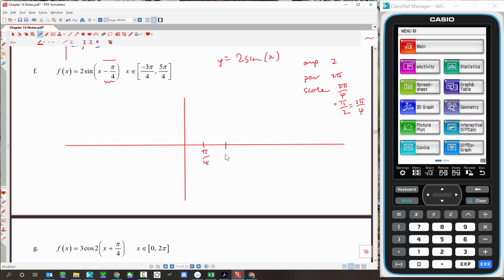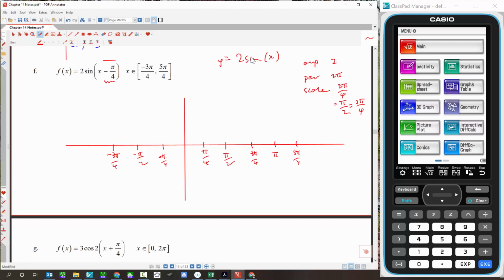Pi on 4, 2 pi on 4, which is pi on 2, 3 pi on 4, 4 pi on 4 is pi, 5 pi on 4. Okay, negative pi on 4, negative 2 pi on 4, which is negative pi on 2, negative 3 pi on 4. All right, so remember what we do is don't worry about the translation just yet.